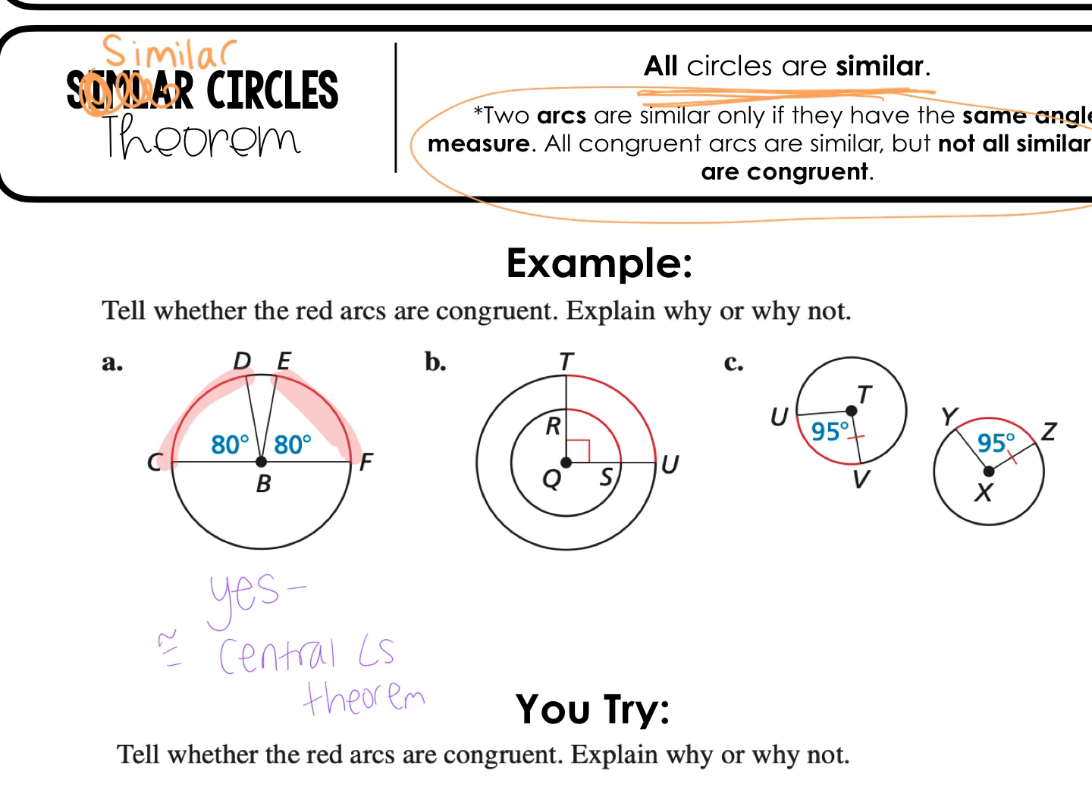That's our explanation. The next one says, tell whether the red arcs are congruent, explain why or why not. So I'll highlight the red arcs for you. They're right here. Those are not congruent. Congruent means what it always means. It means the same size. And those are not the same size.